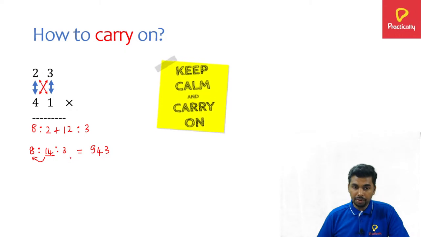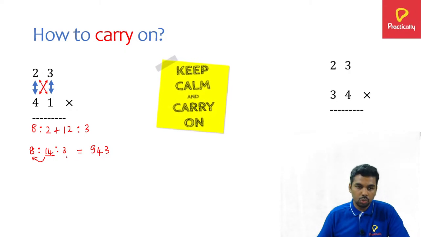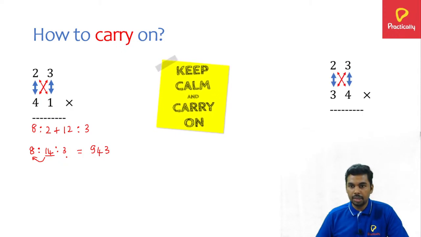Yeah, so hope everybody has understood this. If you have not understood, don't worry so much. I'm going to do one more example here. 23 multiplied by 34. You do vertical, 2 multiplied by 3, 6. Crisscross, 2 multiplied by 4, 8, plus 3 multiplied by 3, which is 9. So, 8 plus 9 is 17.